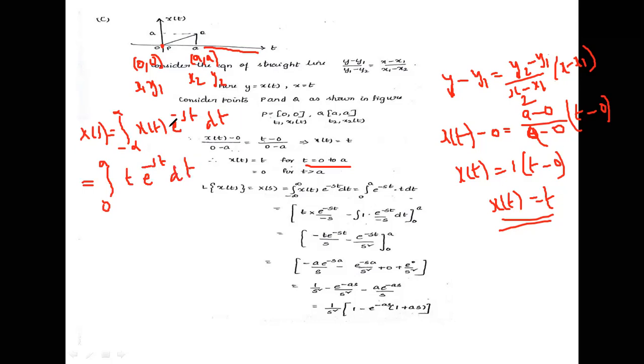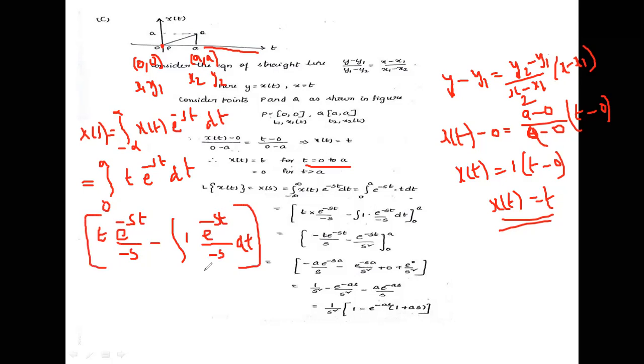I can apply integration by parts. First take t and integrate the second term: minus e power minus st by minus s. Then minus, take the integral and apply the derivative of the first one, which is 1, and apply the integral here, e power minus st by minus s into dt, with limits 0 to a.